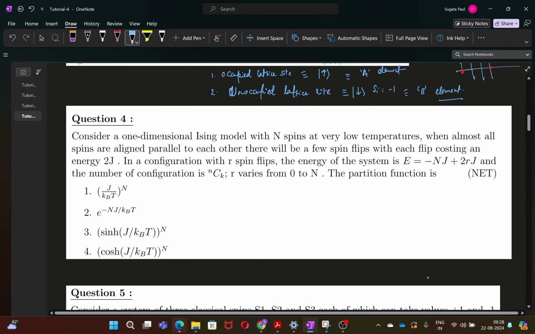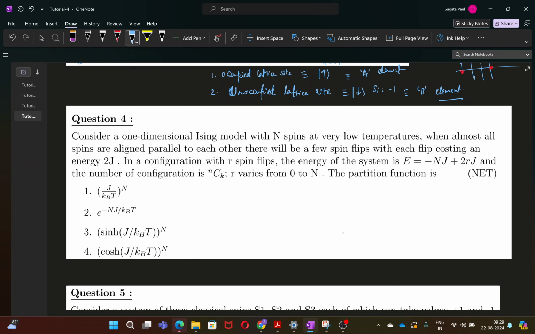Then question number 4 is: consider a one-dimensional Ising model with n spins at very low temperatures. So you have a 1D Ising model with total number of spins n, and the temperature is very low. Then almost all the spins are aligned parallel to each other, there will be a few spin flips, with each spin flip costing an energy of 2J. In a configuration with R spin flips, the energy of the system becomes equal to -NJ + 2RJ, and the number of configurations is NCR.